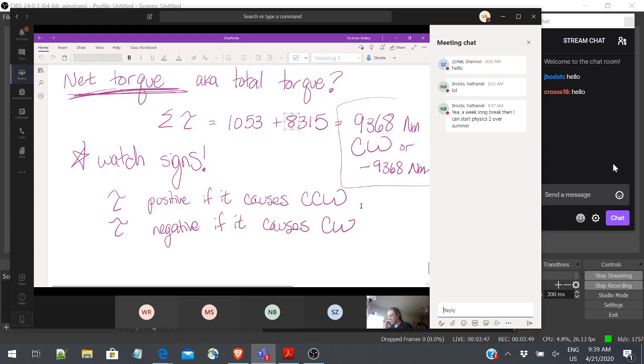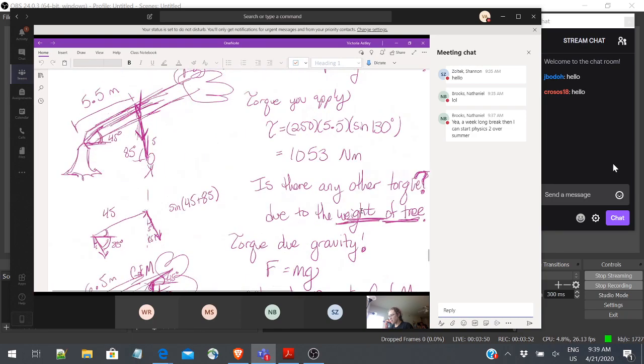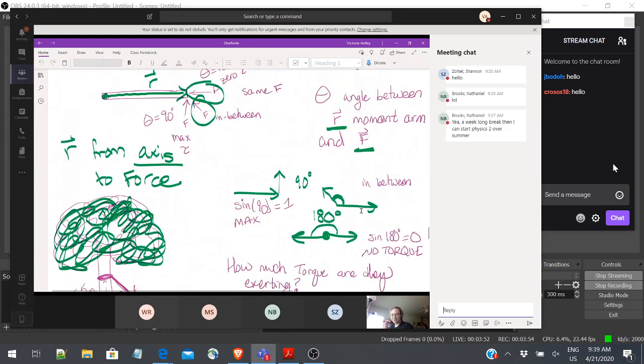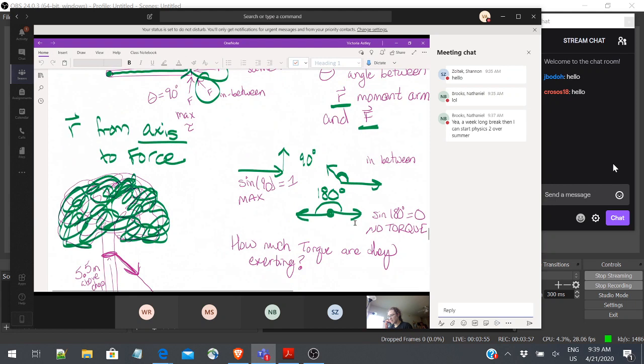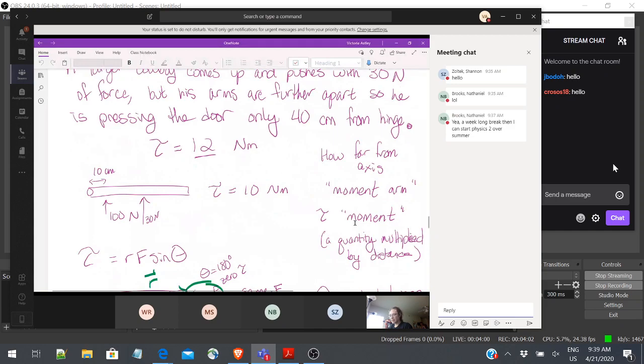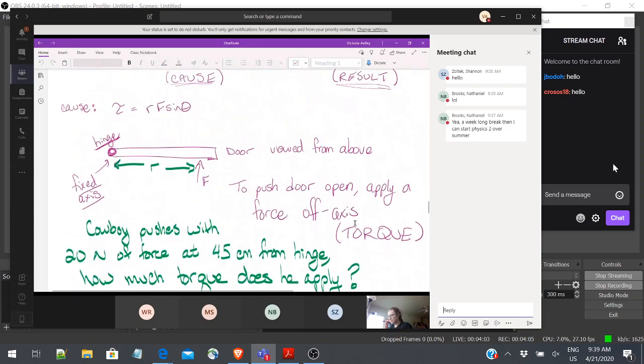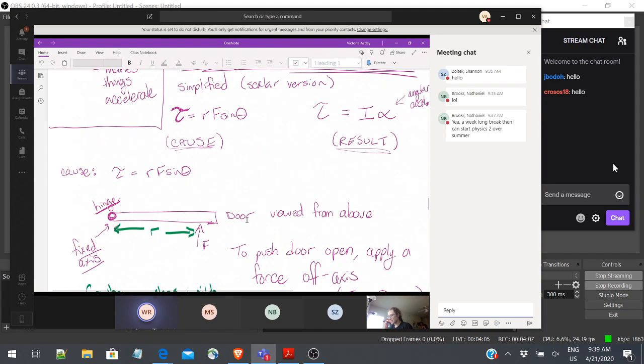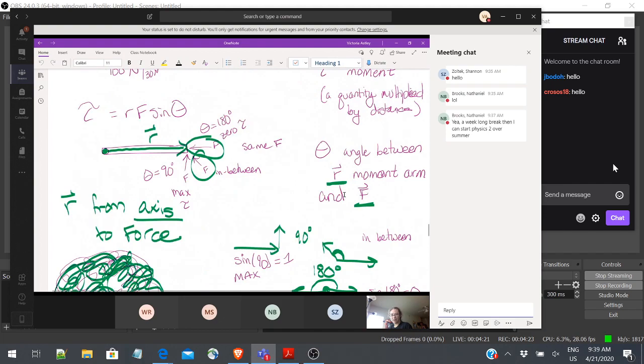So just a quick recap of what we were doing in class. Last time we were talking about finding the torque, F r sine theta. It is a force that is acting off the axis. F is the force, r is the distance from the axis to the force, and theta is the angle between our r vector and our F vector.